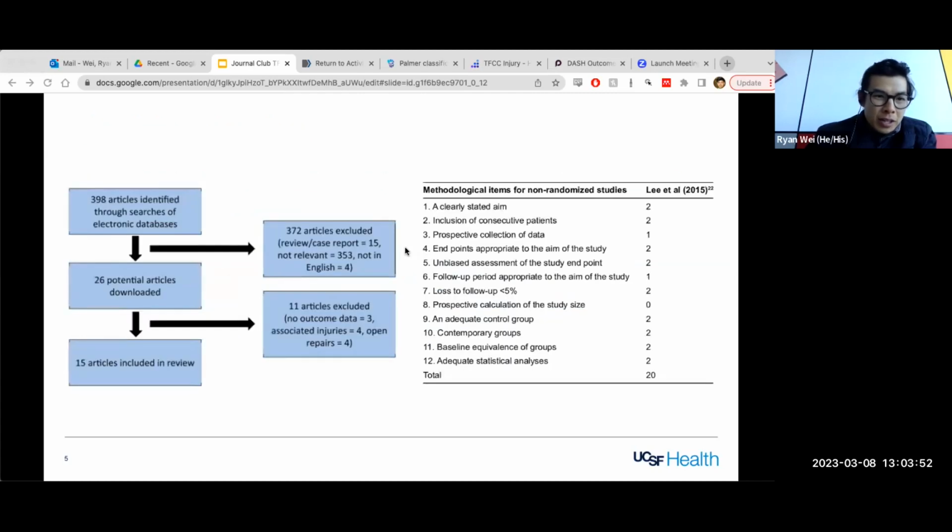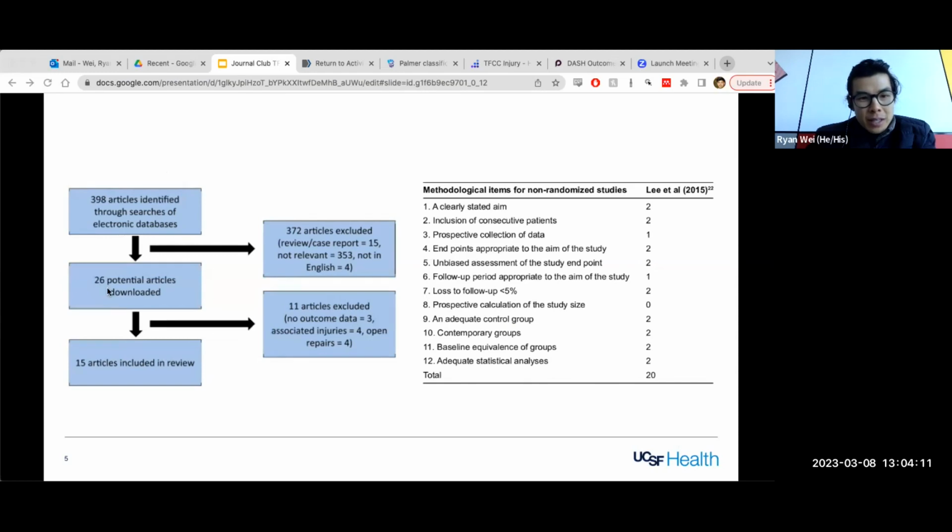Here's a flow chart of how many articles they found and how they were excluded. You can see the 319 or 398 articles were reduced down to 15. Some of the reasons you can see in the second exclusion were that some had no outcome data, 4 had associated injuries, and 4 had open repairs.